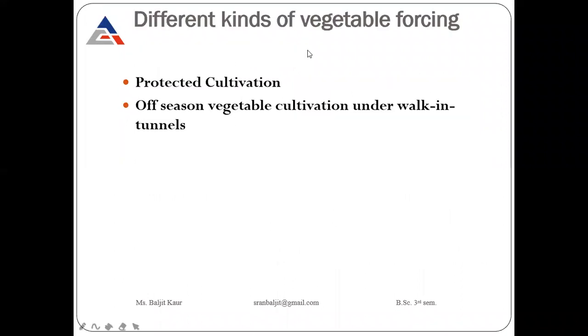So there are different types of vegetable forcing. One is protected cultivation and the other is off-season vegetable cultivation under walk-in tunnels. Protected cultivation means we have to provide some structures which can protect the vegetables from the surrounding environment, from very hot environment or from very cold environment, right? And off-season vegetable cultivation in the walk-in tunnels, so tunnels are made and off-season vegetables are grown inside those tunnels.